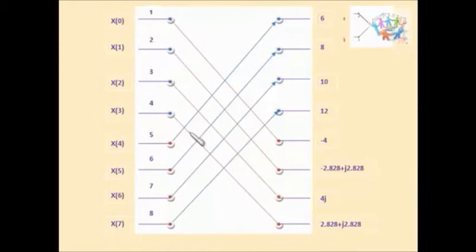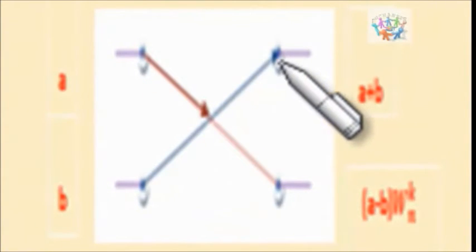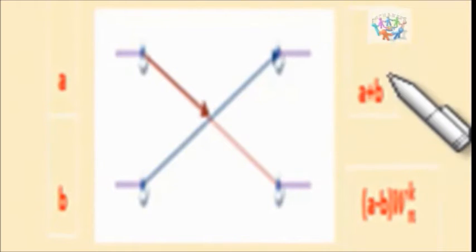Now take the first x. In order to do the DIF, we have to calculate the top part of the x as a plus b and the bottom part of the x as a minus b the whole into the twiddle factor.